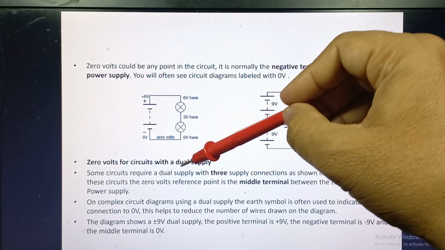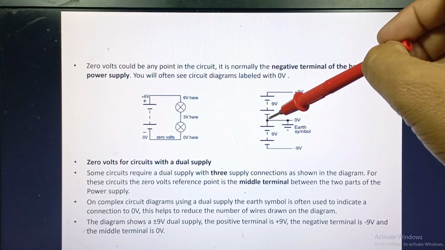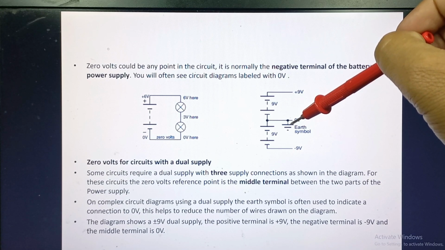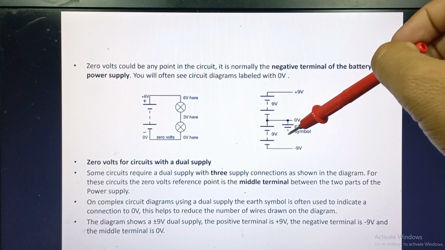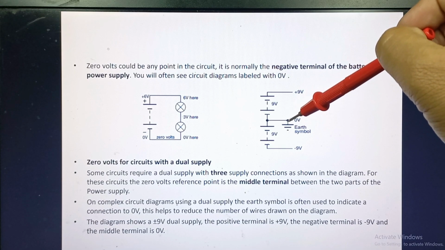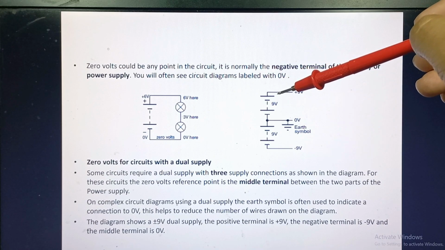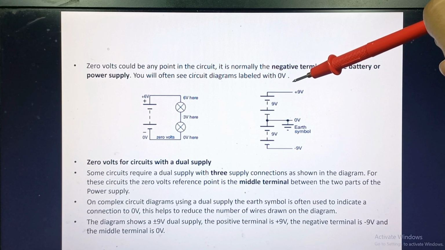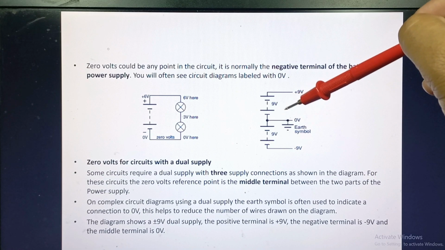0 volt for the circuit with a dual power supply. These are the dual power supplies which have the 0 reference, or as I have shown you in a previous symbolic representation, this point represents the symbol of an earth or the 0 volt potential. Some circuits require a dual supply with 3 supply connections, as shown in the diagram. This one is at the positive value, and this one is at the negative value. This one is at the 0 potential.